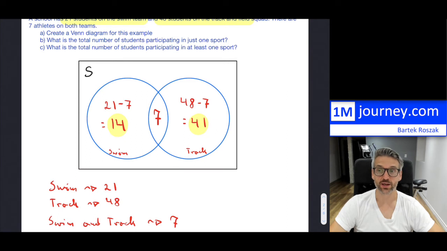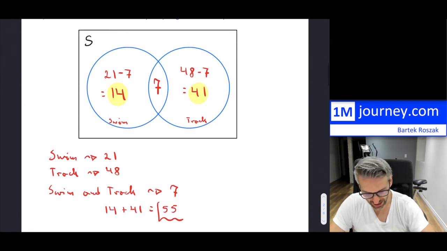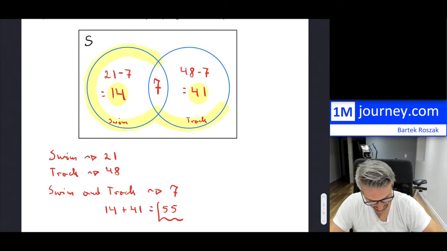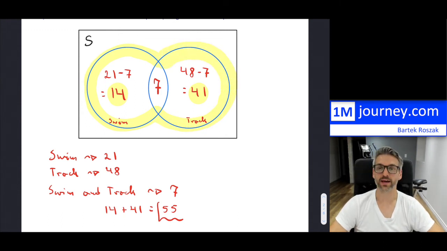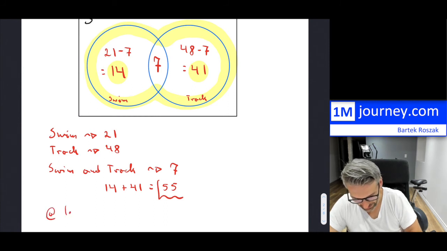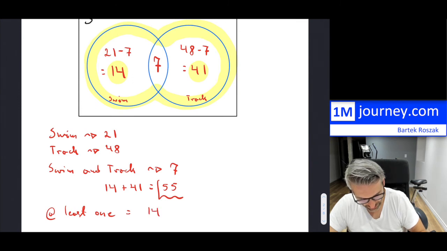For part C, what is the total number of students participating in at least one sport? Okay, in at least one sport, that means we actually have to take the union. So all of this, and we can count them. That's 14 plus the 7 plus the 41, which would be 62. So that would be 62 students that do at least one sport.